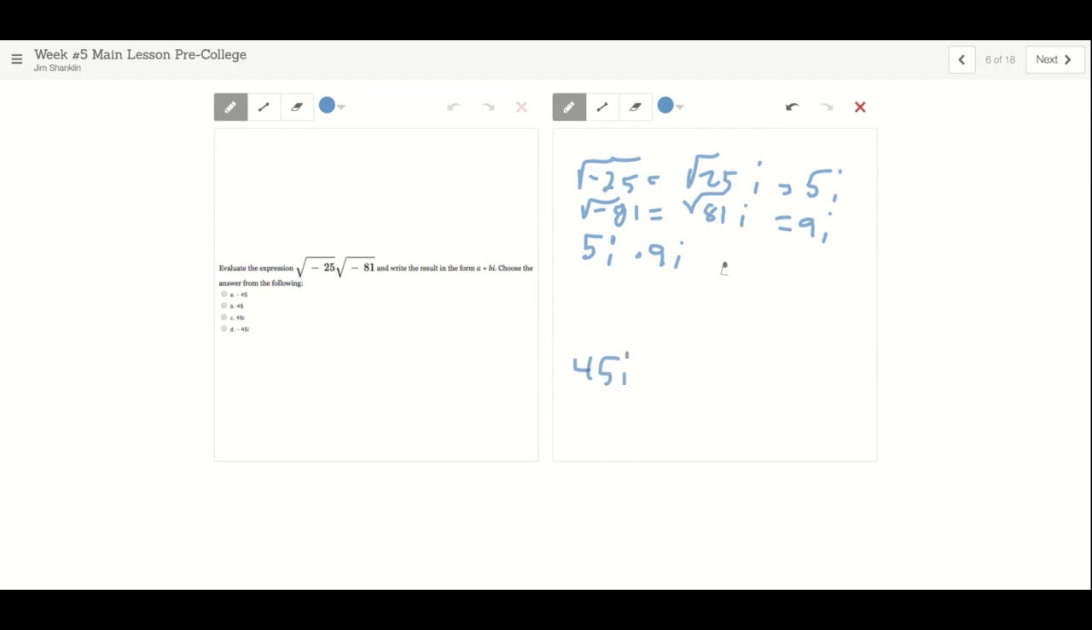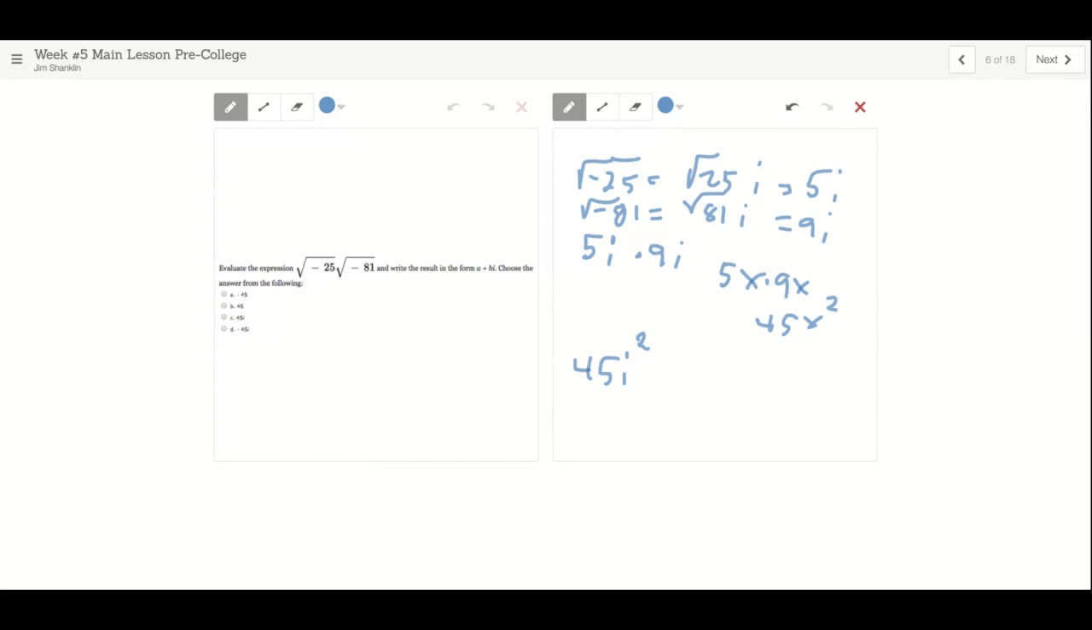Not a chance. If I gave you 5x times 9x, you would not say that's 45x. You would say that's 45x squared, right? That's what your answer would be. Because when you multiply variables, you multiply the variables. So this should be 45i squared. However, you can never leave an answer, I'm going to repeat this, you can never leave an answer with an i that has a power on it. That is not legitimate.